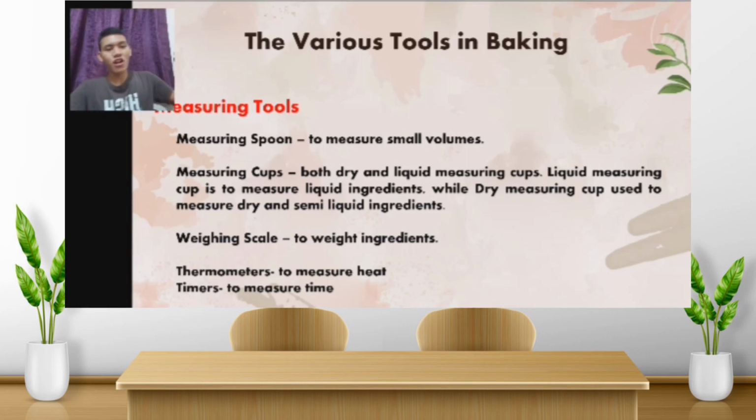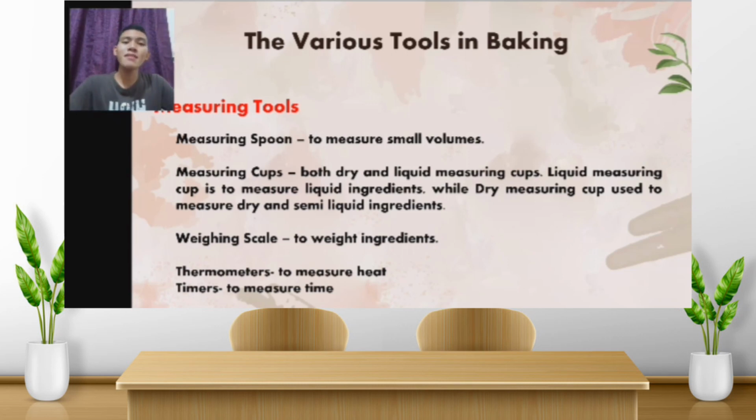Okay, so starting off is the measuring spoon. Its function is to measure small volumes. So when we say small volumes, these are the likes of baking soda. An example of this is the baking soda, the baking powder, the salt, the cornstarch, and etc. The measuring spoon is usually used to measure small volumes.